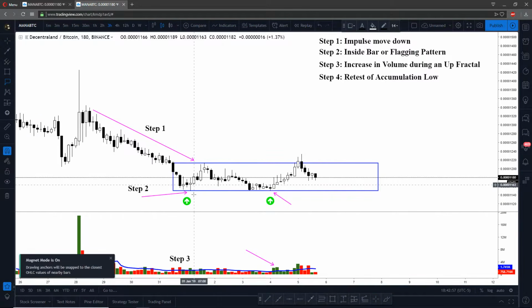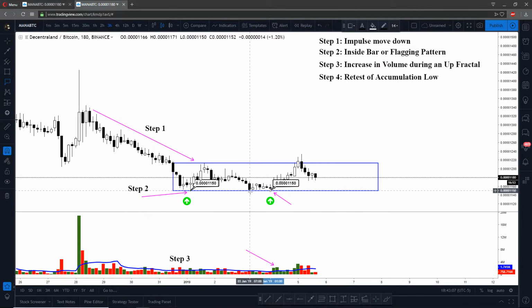let me use magnet mode. This low was 1150. Okay, what is the next low? The next low is 1150, perfect double bottom. You can even consider that a low, 1150, triple bottom. Look at the volume on these fractals too. Increase in volume on the lows. This one didn't have a really big increase in volume, but you can still see an increase. You see an increase from these red candles to the green candles. Same thing here. Increase in green candles. So that is your accumulation.